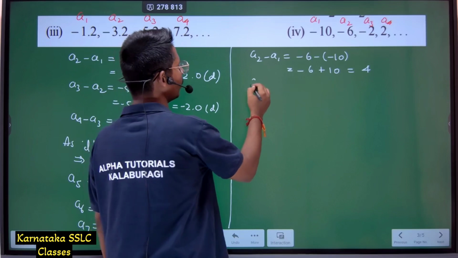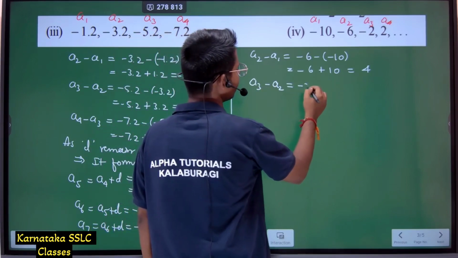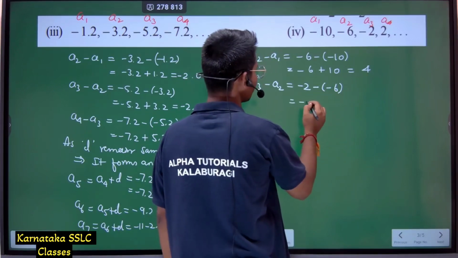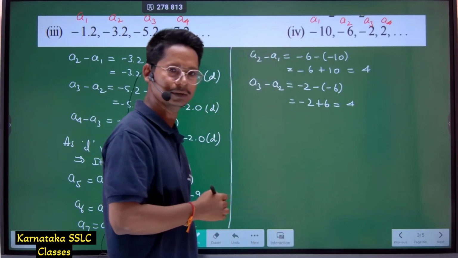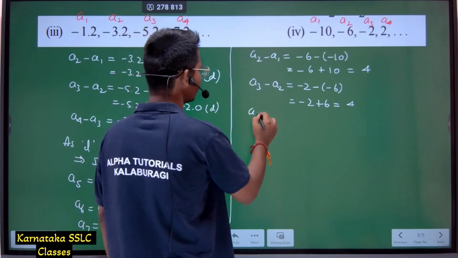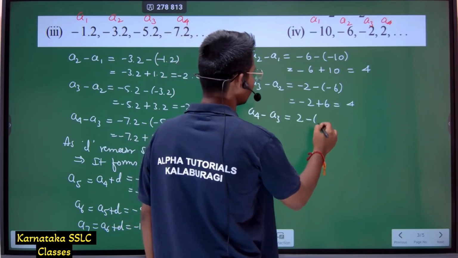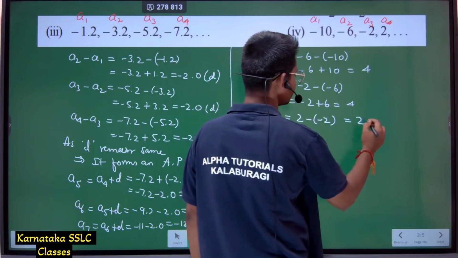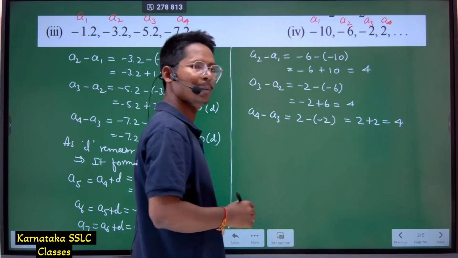Now the next pair, A3 minus A2. A3 is minus 2 minus of A2, which is minus 6. So it is minus 2 plus 6. Again you are going to get 4. Now A4 minus A3. A4 is 2 minus A3, which is minus 2. Now 2 as it is, minus into minus plus 2, you are going to get 4. So in all the cases you are getting the common difference the same.